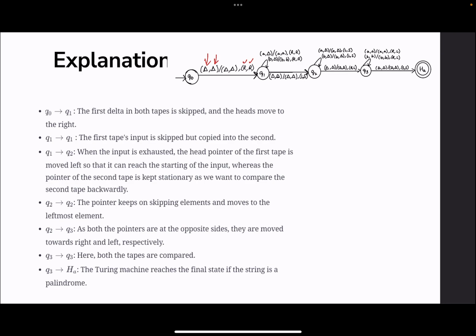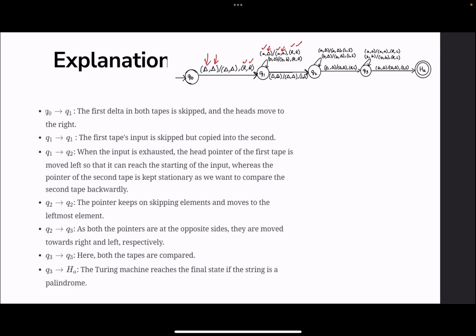Once we reach the Q1 state, here is where the copying takes place. We are not changing anything on the first tape because we're simply copying, but there is a change in the second tape. Whatever blank alphabets are there are replaced with A's, and we perform the write operation on both the tapes. This is similar for input B as well. And once we reach the end of the string for the first tape, that is when we change the transition from Q1 to Q2.